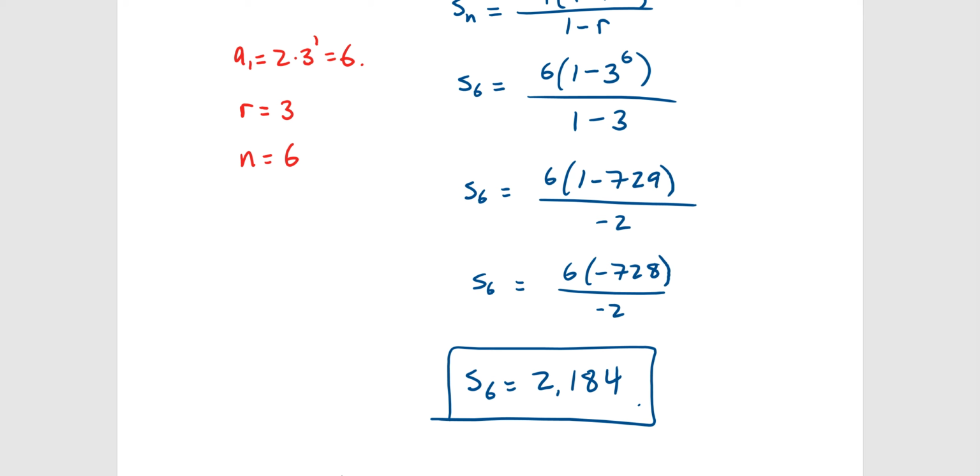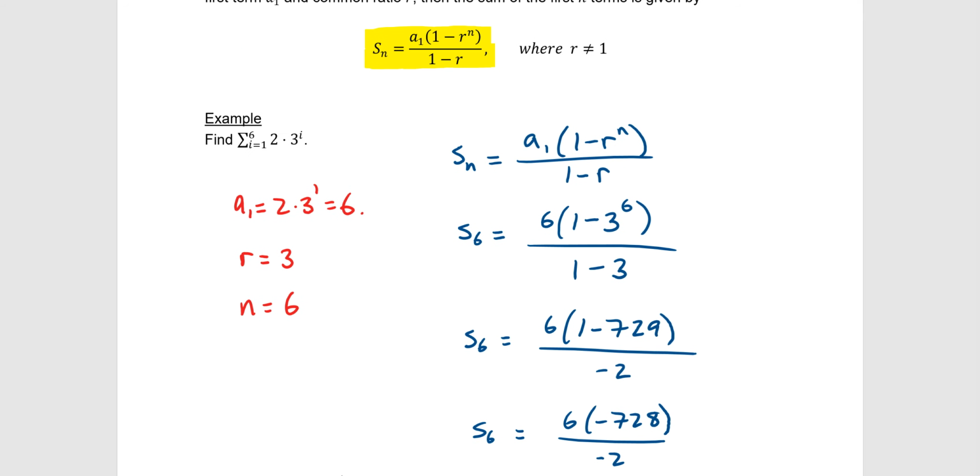Okay, so like I said, we could have actually done this by hand. It wouldn't have been too bad. It would have been 2 times 3 to the first plus 2 times 3 squared plus 2 times 3 to the third and so on. So it wouldn't take too long, but now we have this method.